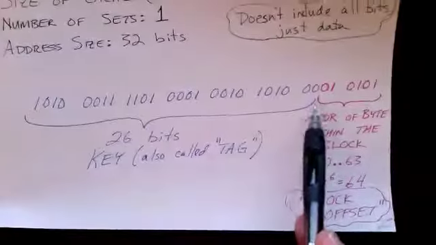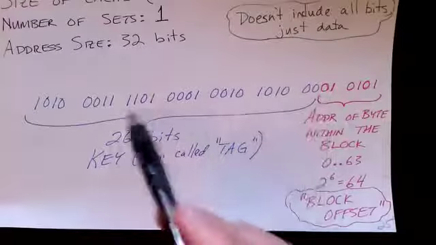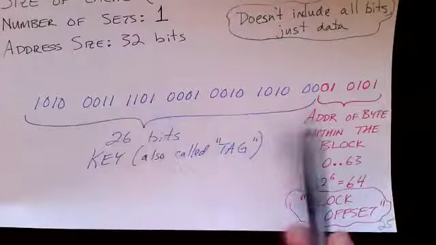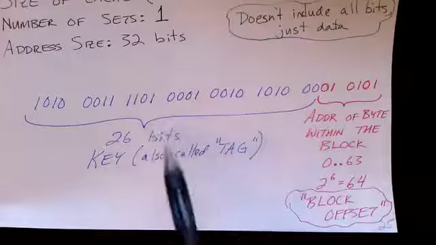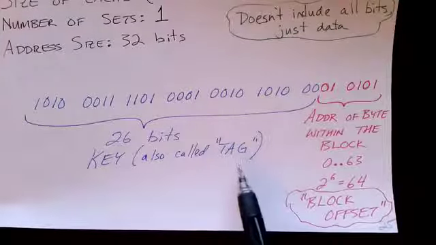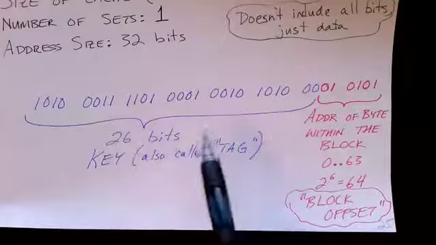The remainder of the address is going to be the key. And so we've got 32 bits minus the 6, which leaves 26 bits. And this key we also call a tag. Okay, so we've got a 26-bit tag.